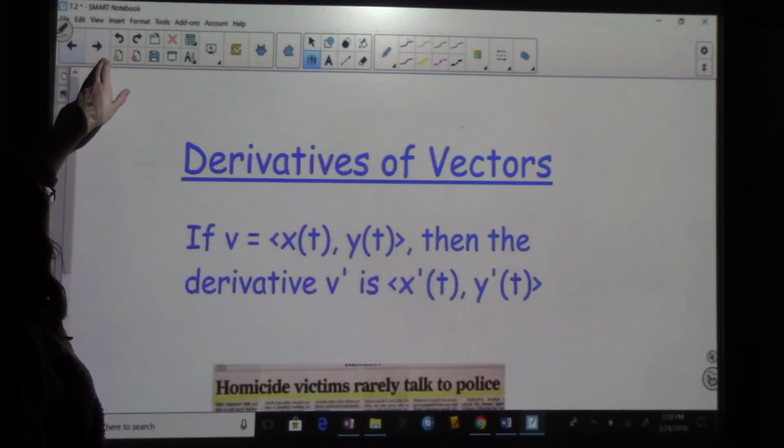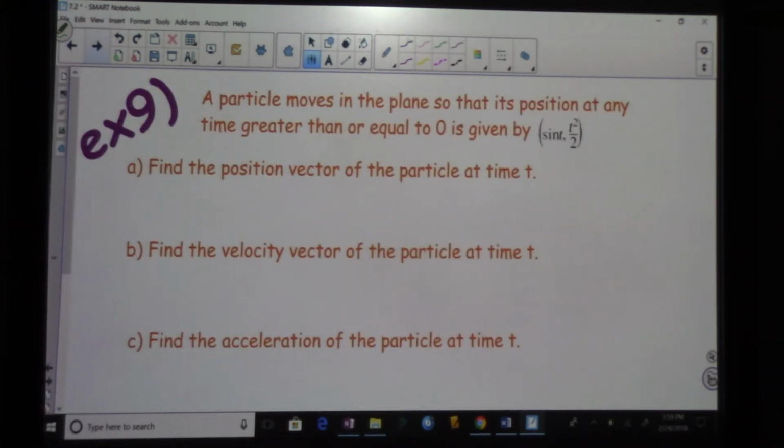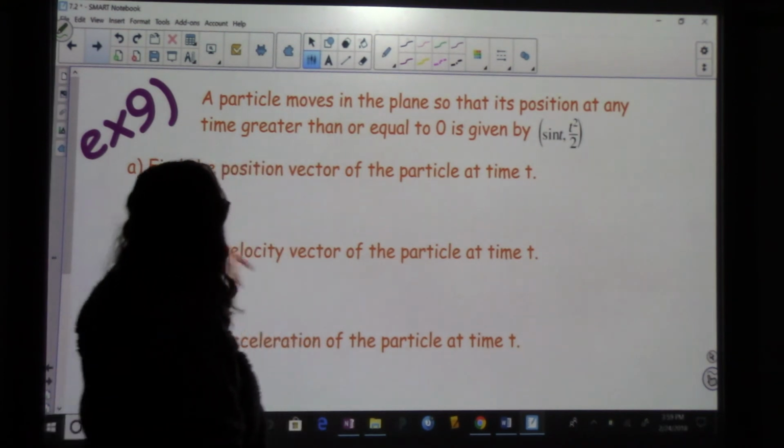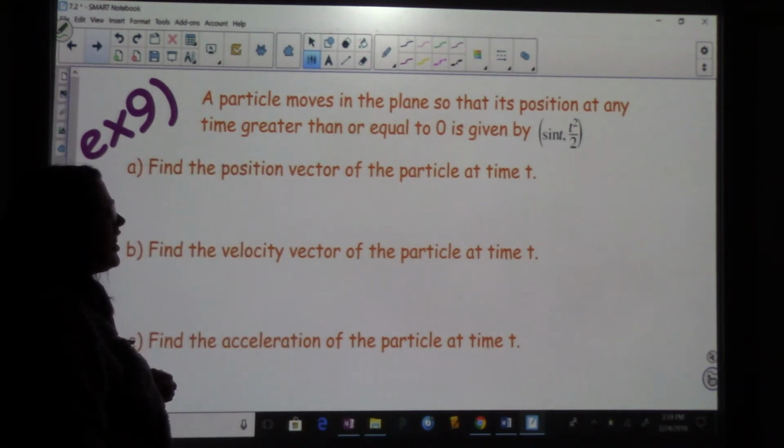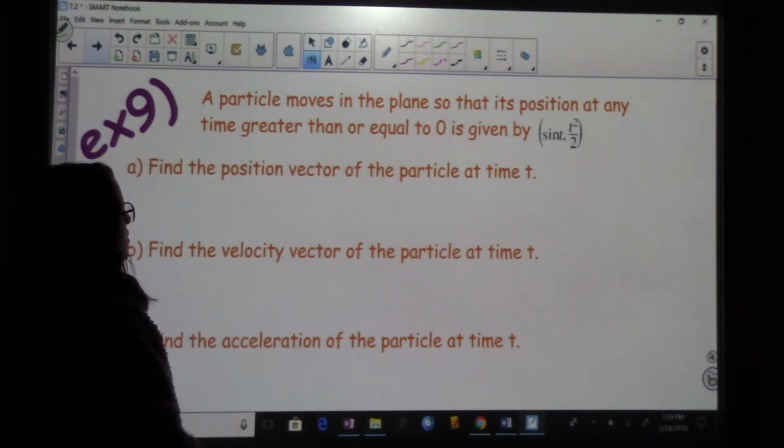Did I skip one? No. So a particle moves in the plane, so its position at any time t greater than or equal to 0 is given by sine t, t squared over 2. Okay? Find the position vector. This is a really weird question. People overthink this way too much.